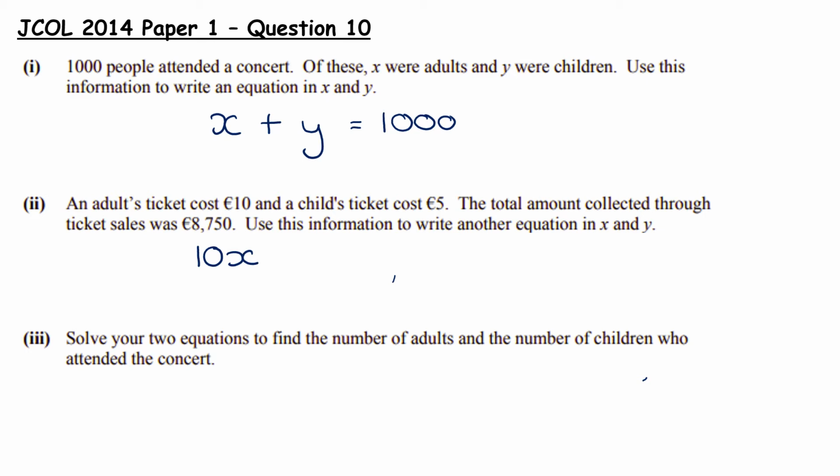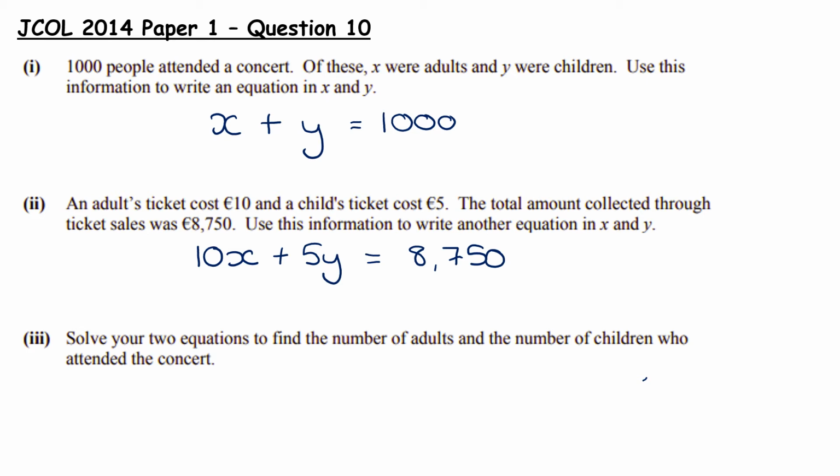Then we look at the child's ticket. So there was €5 per ticket and there was y children. So 5 by y is 5y. So the total amount from adult tickets plus the amount from children tickets should give us a total of 8,750. Now it says solve your two equations to find the number of adults, x, and the number of children, y, who attended the concert.